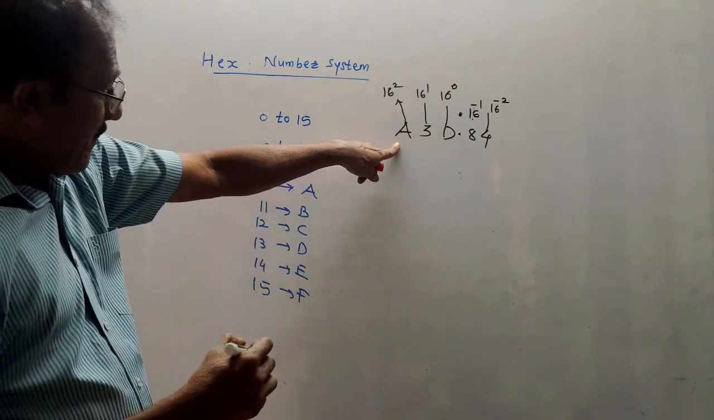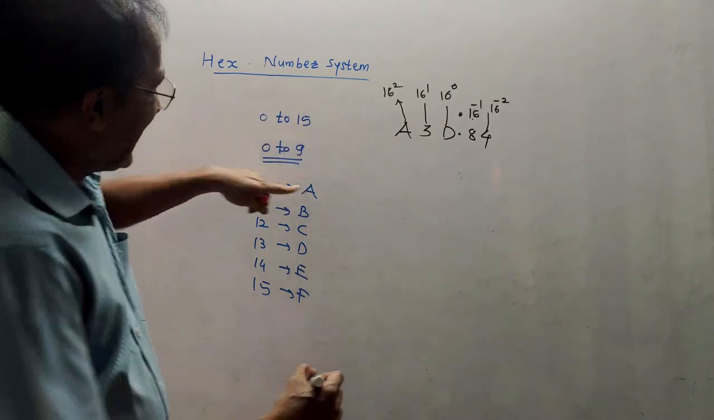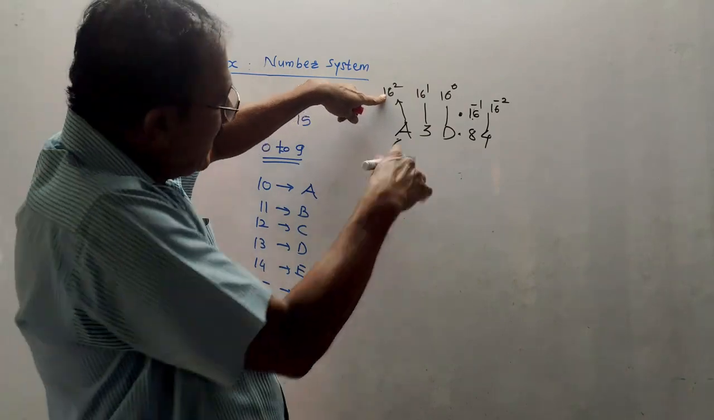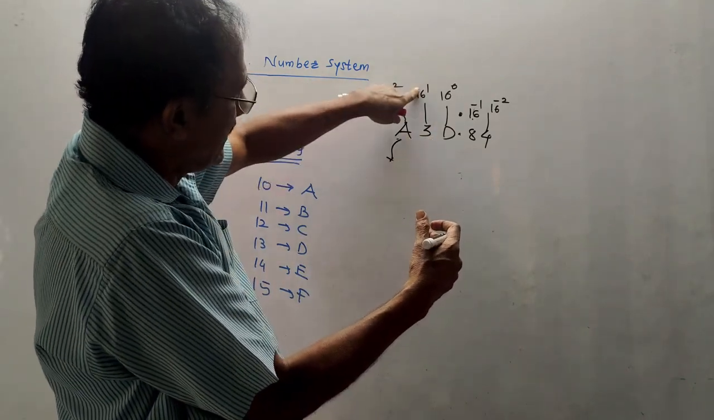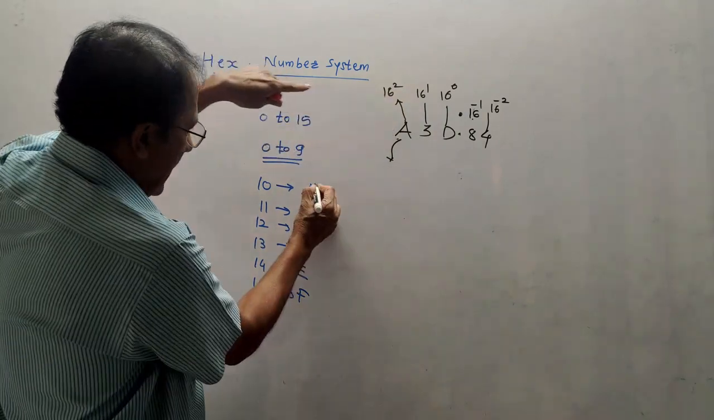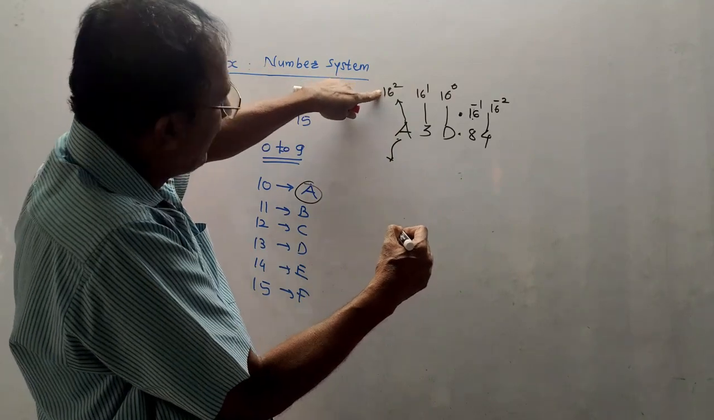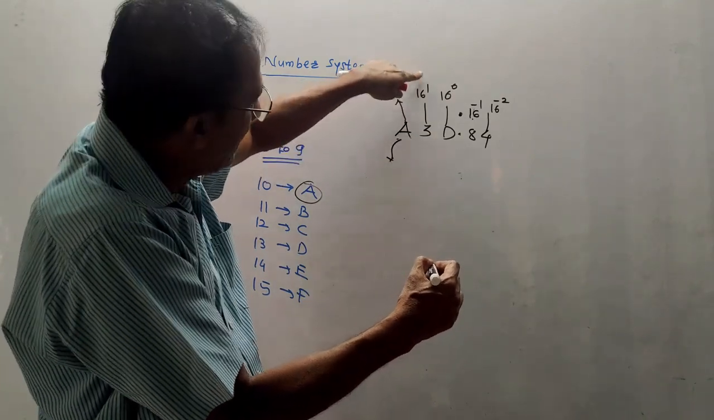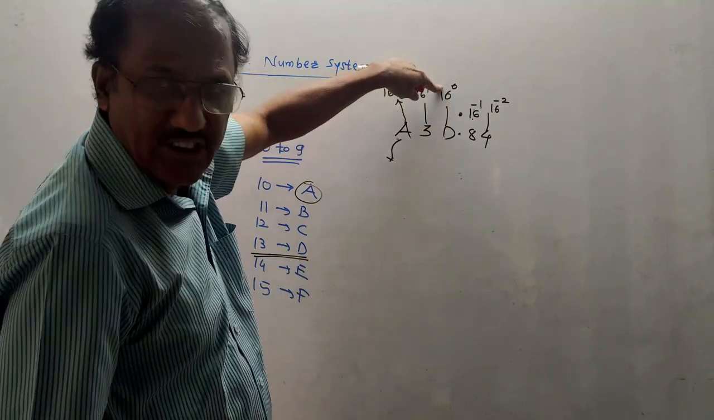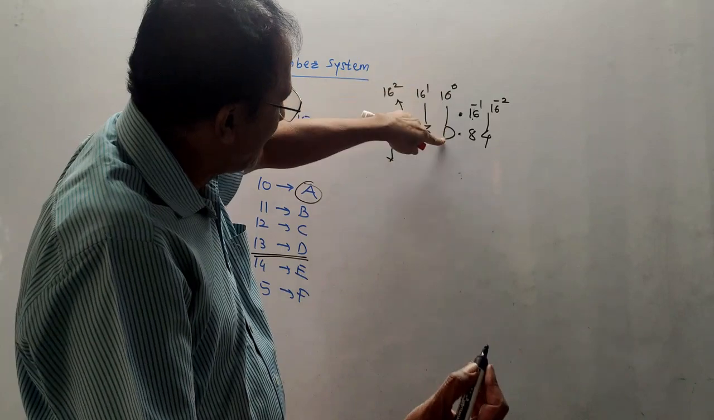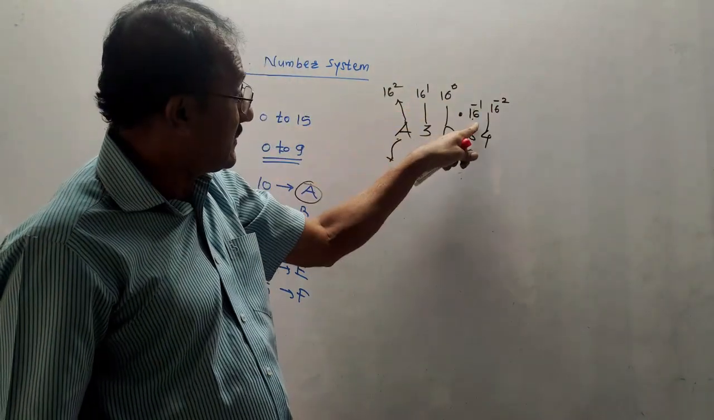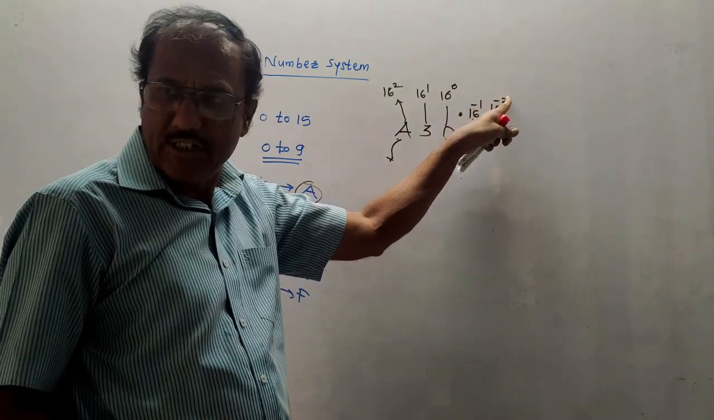Now the value of A is 10. So how to calculate this value? It is 10 into 16 raised to 2 plus 3 into 16 raised to 1 plus D. D means 13, so 13 into 16 raised to 0. 16 raised to 0 is 1. Then after the point, 8 into 16 raised to minus 1, 4 into 16 raised to minus 2, and so on.